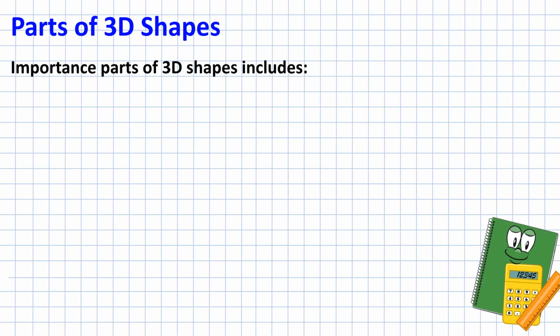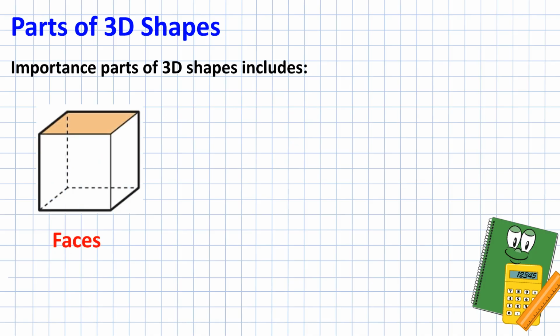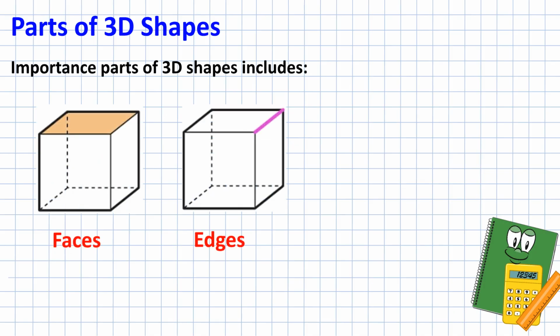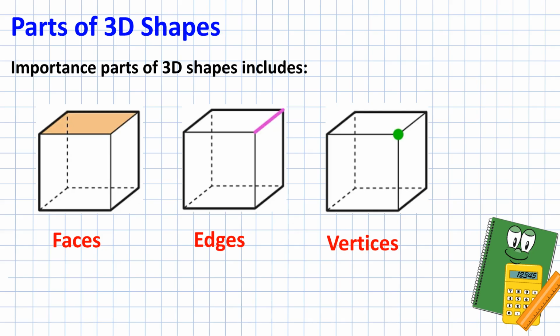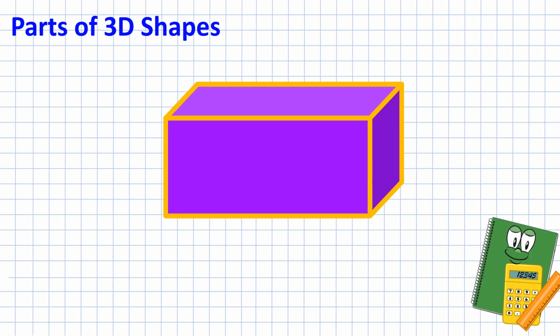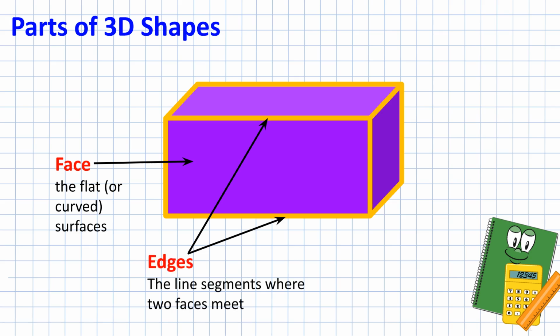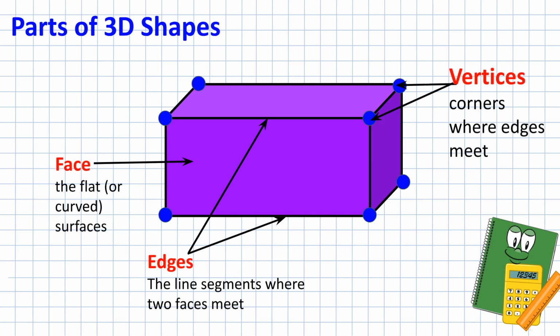The important parts of 3D shapes include faces, which are the surfaces, edges, where 2 faces meet, and vertices, which are the corners. Let's define these parts more clearly. A face is the flat or curved surface of the shape. Edges are the line segments where 2 faces intersect. Vertices are the corners where the edges meet.